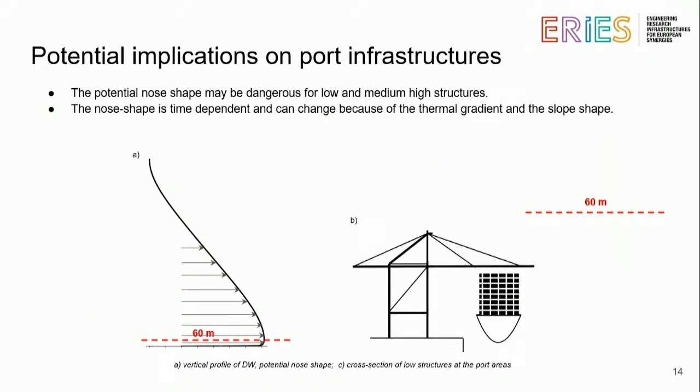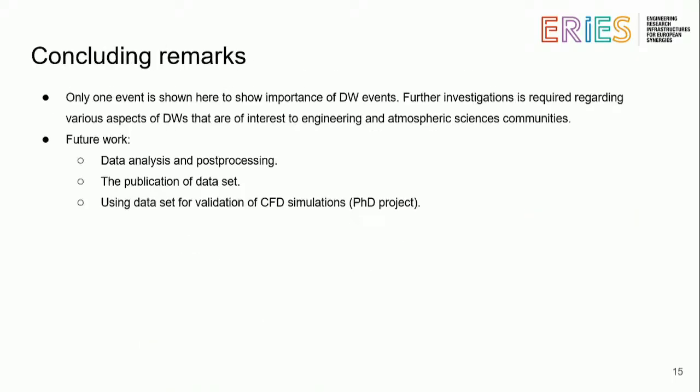So what does that mean? We potentially have a nose shape with downslope winds, which has higher velocities near the ground that can potentially be dangerous for port infrastructure, for the lower and medium-high structures. And this nose shape, at least with my experience with CFD, is dependent obviously on temperature gradient and on the slope. I showed you only one event because we still didn't do all the post-processing and data analysis. We can see that this potential nose shape could be harmful for port infrastructure.